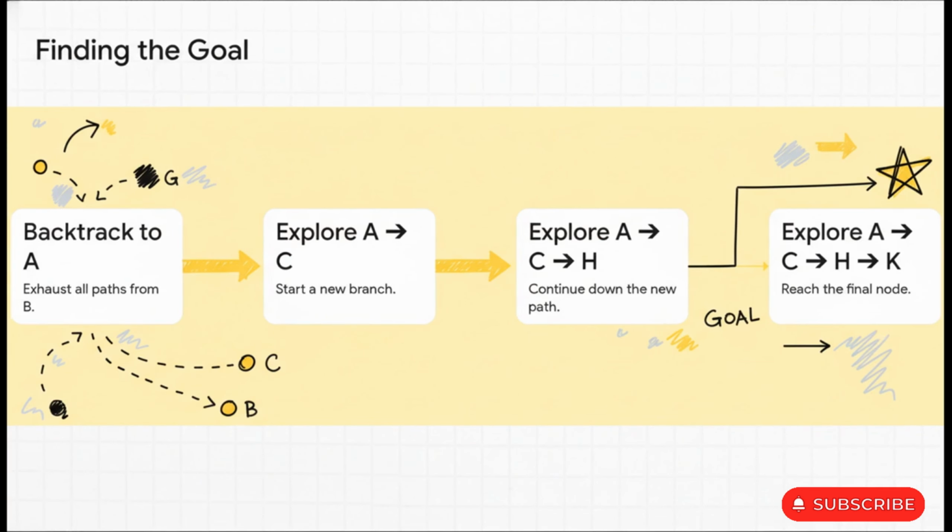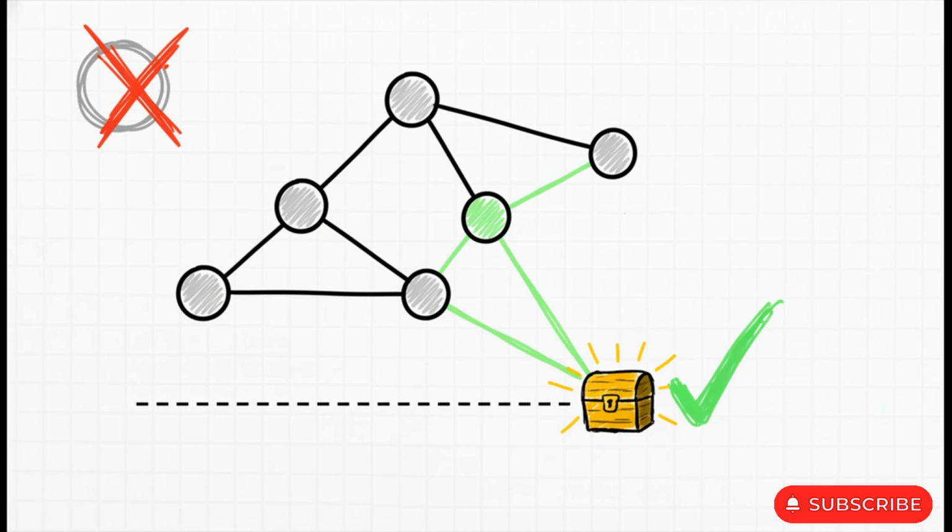Okay, so after hitting the limit at G, the algorithm backtracks. And since there's nothing left to explore from D, it backtracks again, all the way to our starting point, A. It's exhausted that whole branch. Now it tries the next path, starting with node C. From C it goes to H, and from H it tries K. And there it is, goal found. K is our target. And the really important part, we found it within our depth limit of 3. The search was a success, and we never once risked getting stuck in an infinite loop.